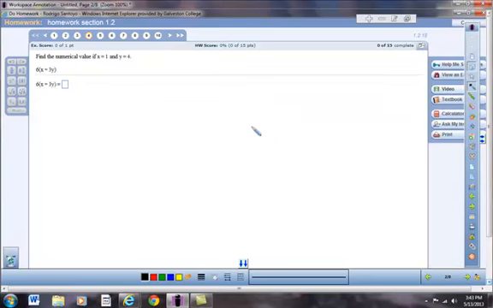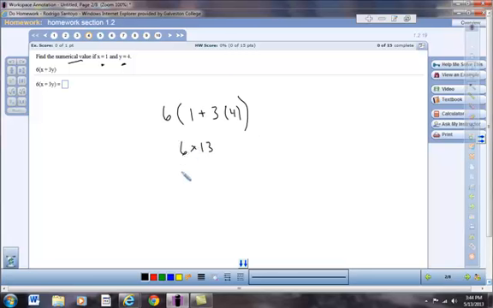Okay, the next problem. Same thing, find the numerical value. This time they say x is 1 and y is 4. So we're going to replace x with 1 and we're going to replace y with 4. So we work this out. 3 times 4 is 12 plus 1 is 13. And now what we're going to be doing is multiplying by 6. 13 times 6 gives us a solution of 78.